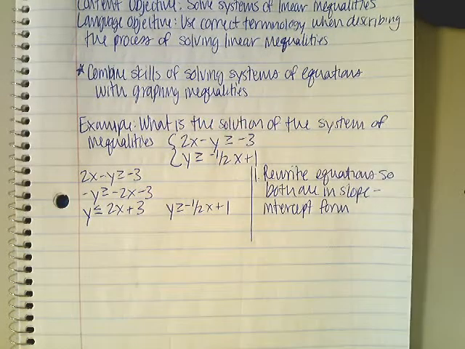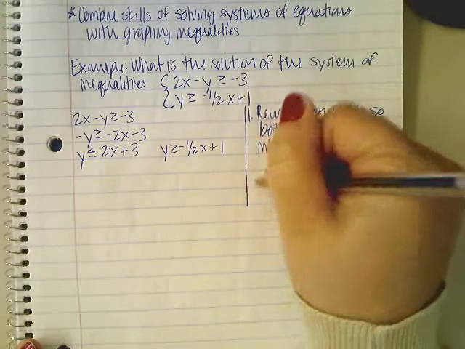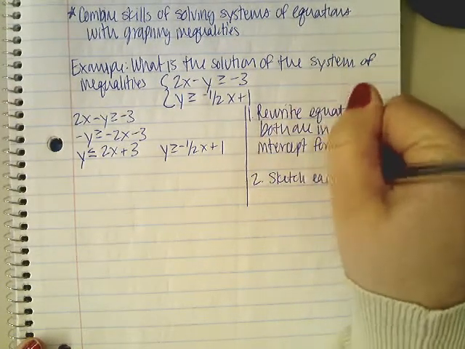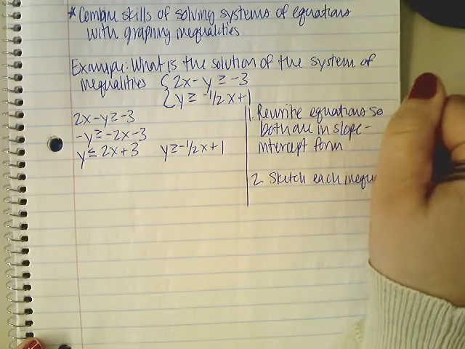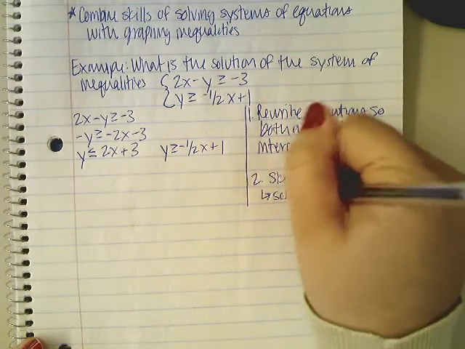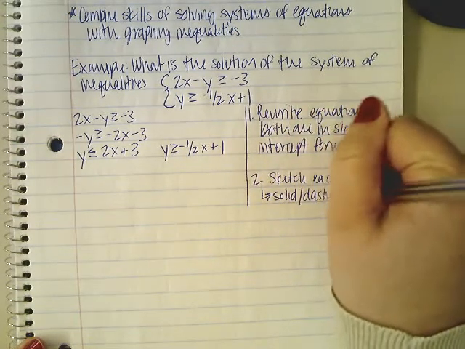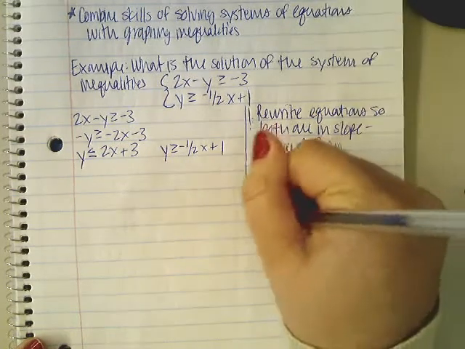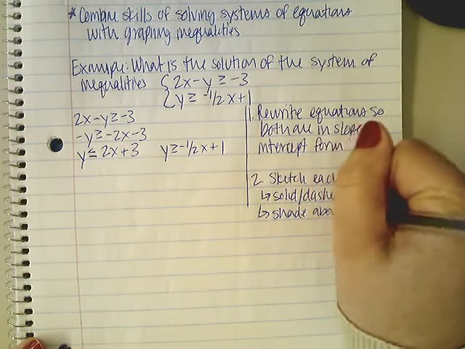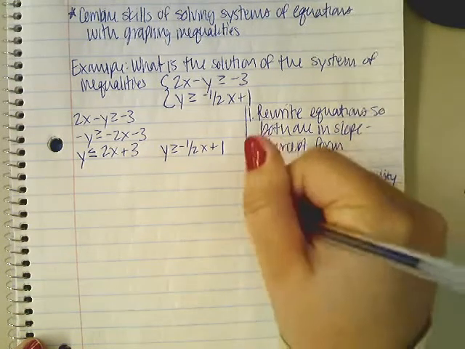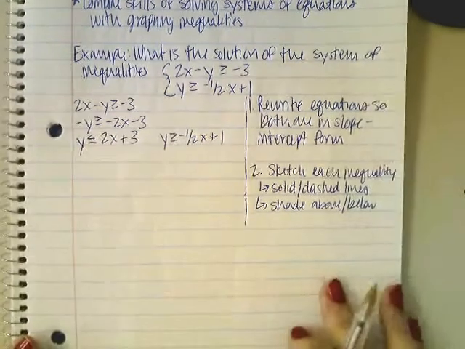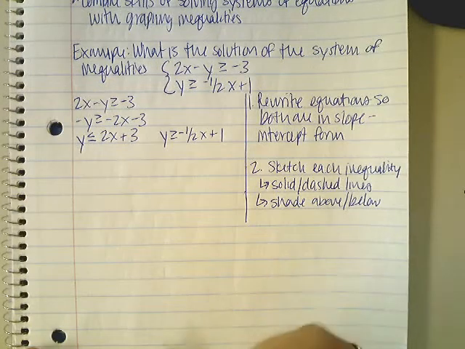So these are my two linear equations, and my next step, step 2, is going to be to sketch each inequality. I need to pay attention to things like solid versus dashed lines, since we're doing inequalities, and the direction I'm shading, so shade above or below. I need to make sure I'm not only sketching my graphs accurately, but also paying attention to those details that are specific to graphing inequalities.